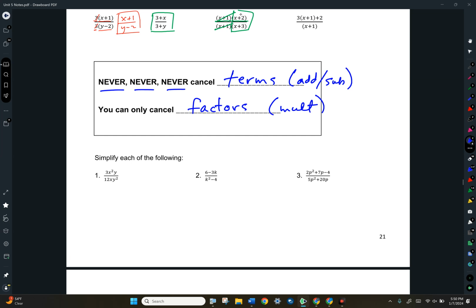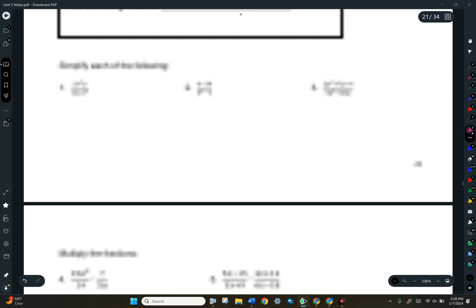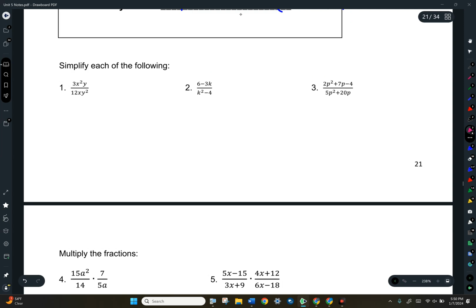So when I look at number 1, we've actually done these way back first semester. We never made a big deal about the fact that they were all being multiplied. So when I look at number 1, the 3 is being multiplied by the x squared, which is being multiplied by the y. So the entire numerator is being multiplied. The entire denominator is being multiplied. So it's okay to cancel them separately.